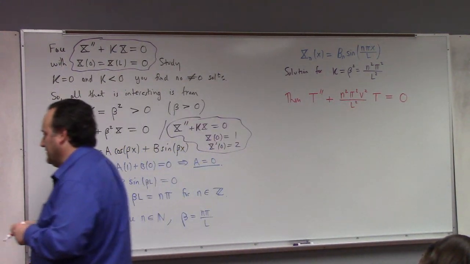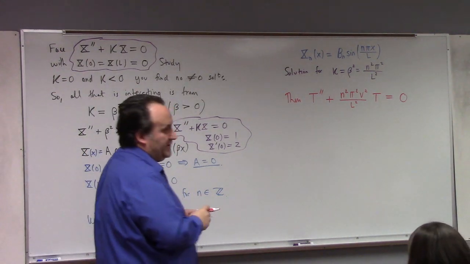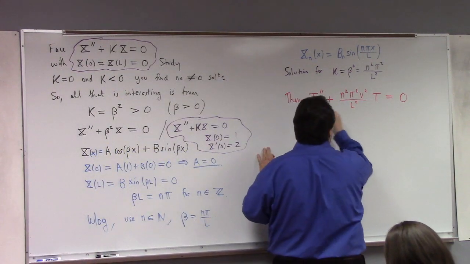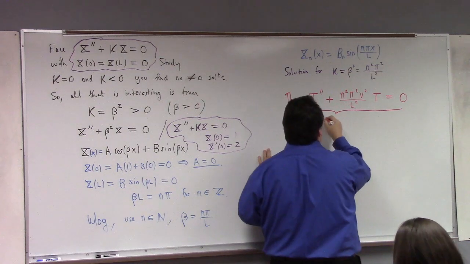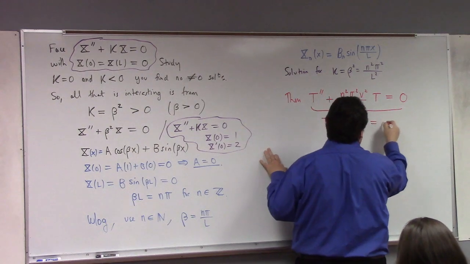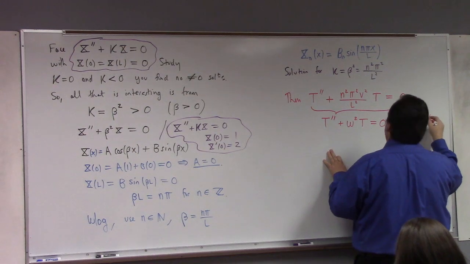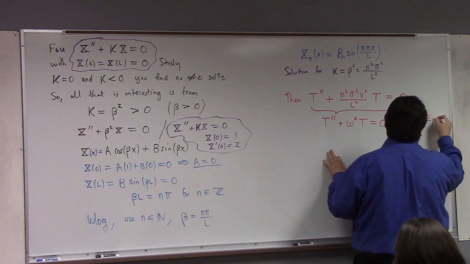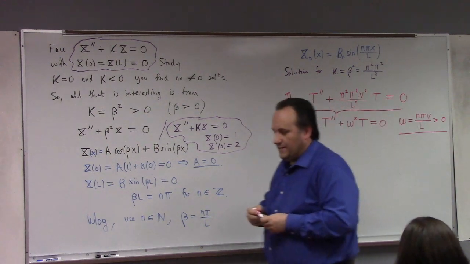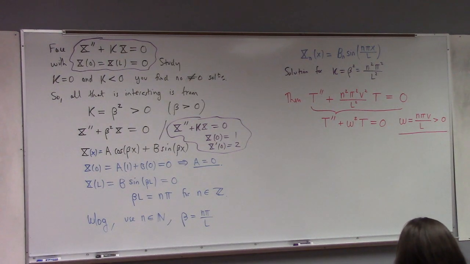I don't know about you, but it doesn't give me great joy to keep writing n squared pi squared v squared over L squared. So in order to make this a much nicer looking equation, let's introduce yet another variable here. Let's call that omega. T'' plus omega squared T equals 0. So here, omega is n pi v over L, which is, for us, greater than 0. I said velocity, but I really mean speed. It's the speed of the wave, truth be told. All right?